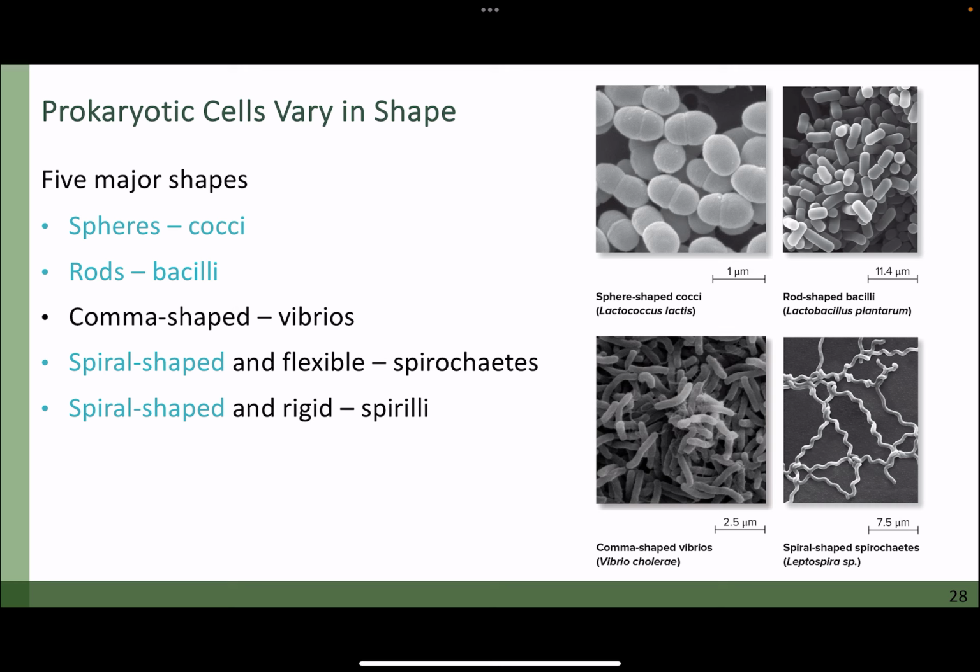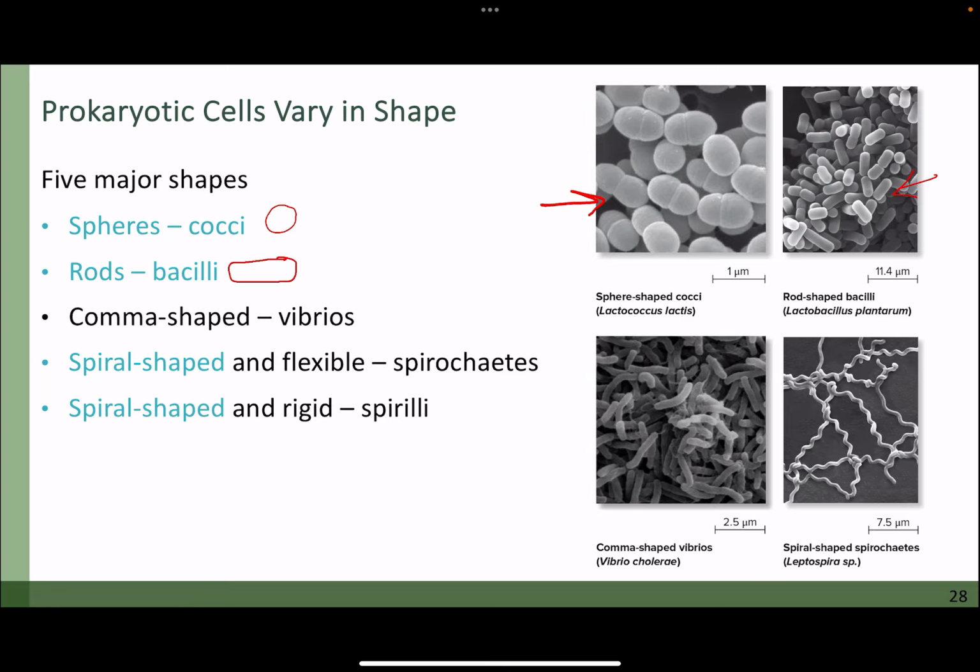The sphere-shaped bacteria are called cocci. There's an example here. These are basically just round, sphere-shaped bacteria. We also have rod-shaped. So these are bacteria that are long and thin. And we've got an example here of those guys.